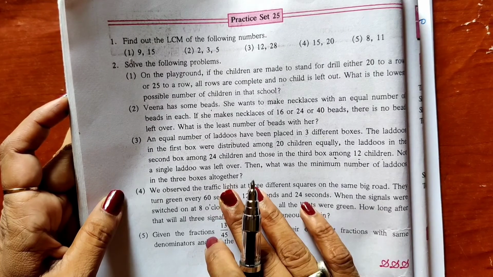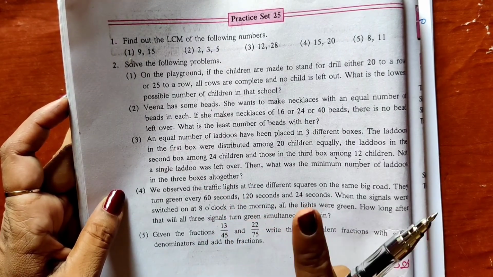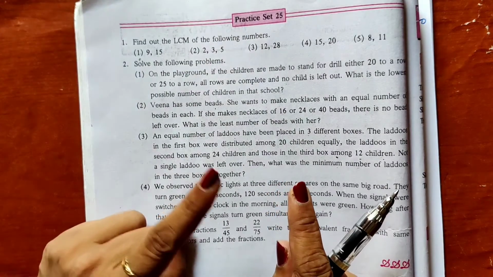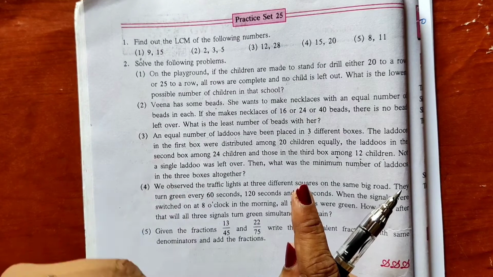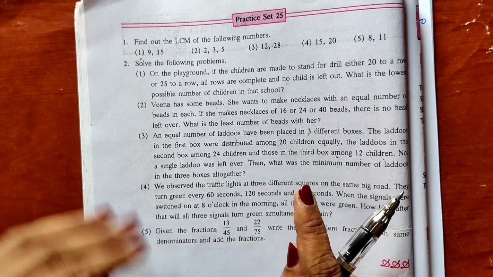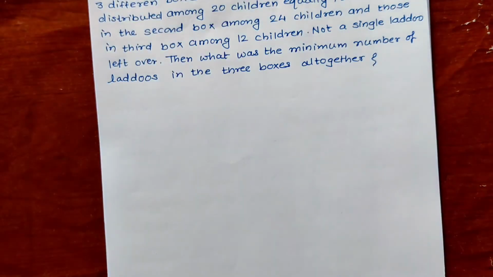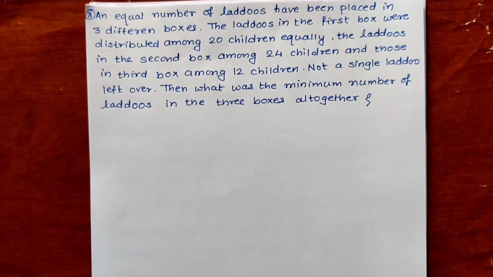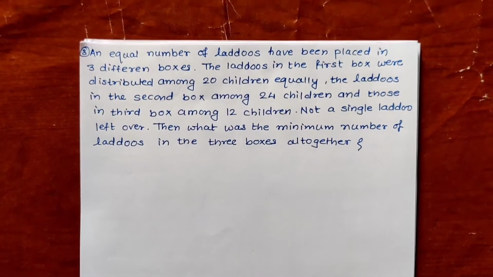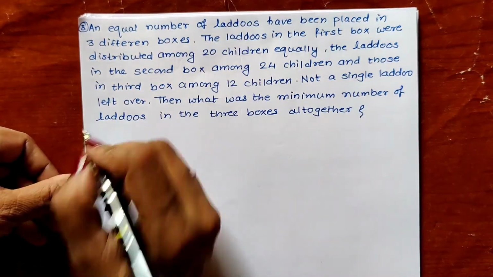So before finding out the minimum number of laddus in 3 boxes altogether, we first find out the minimum number of laddus in 1 box. If we get the minimum number of laddus in 1 box, we can get the number of laddus altogether in all 3 boxes. So let us start. I have written the question as it is on my page. And now we start the solution.